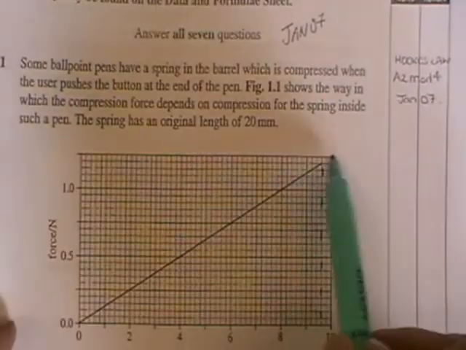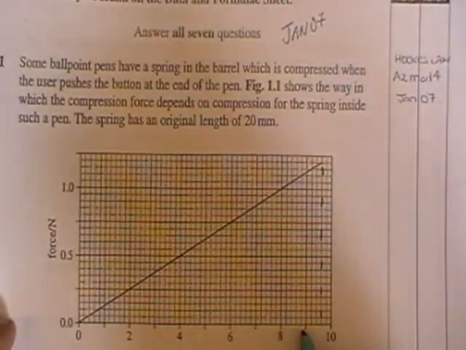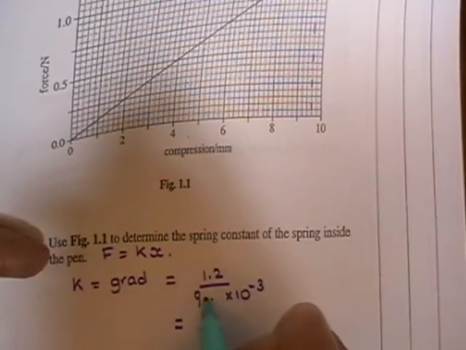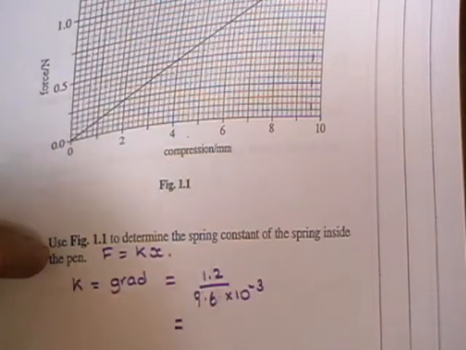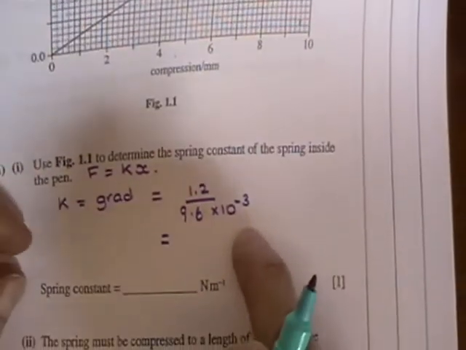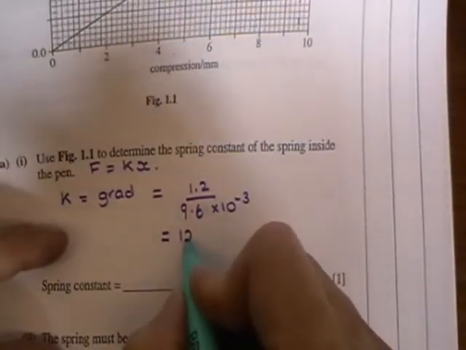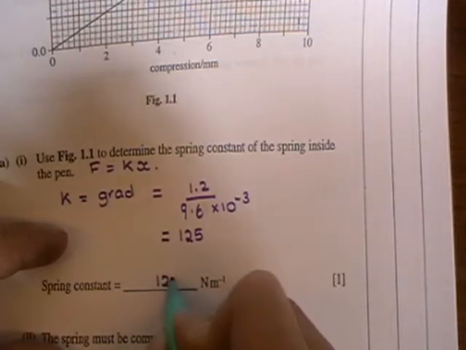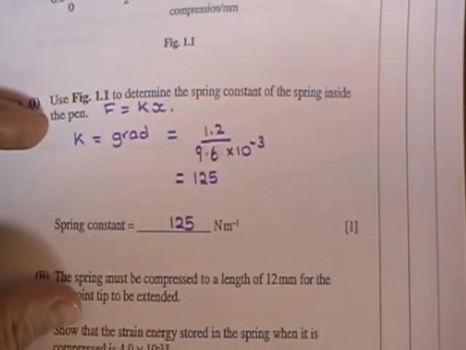So if we just go to this value here, from our graph that is 1.2, divided by 8, so 9.6 by 10 to the minus 3. Don't forget about the by 10 to the minus 3. And that comes out as 125 newtons per metre.